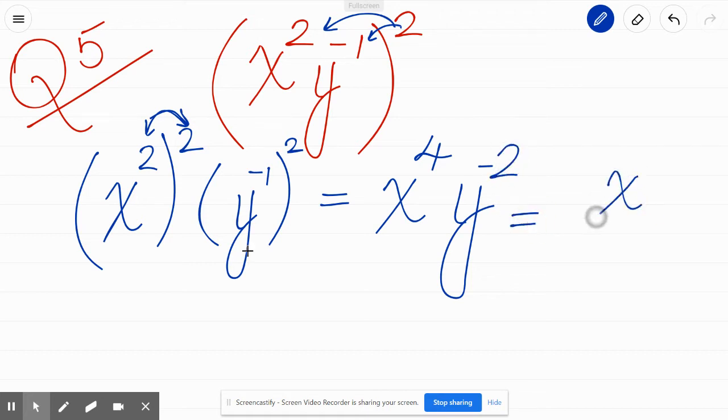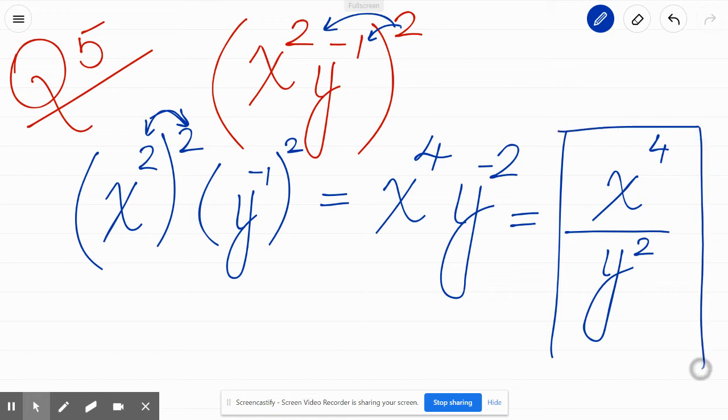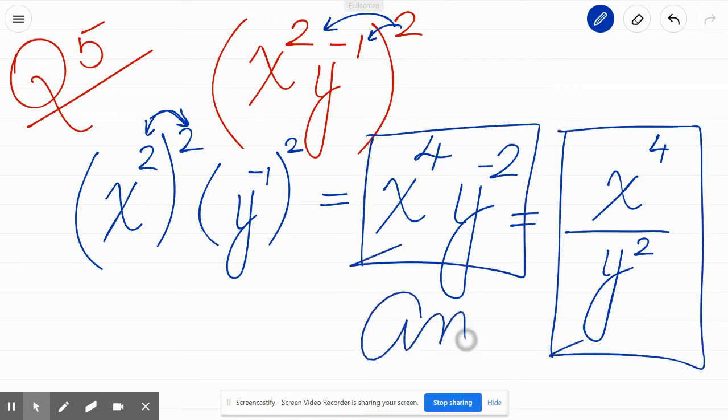Now another way of writing this answer is bringing the y down, because they would rather have a positive power in the answer than a negative. So both of these answers could be your final answers.